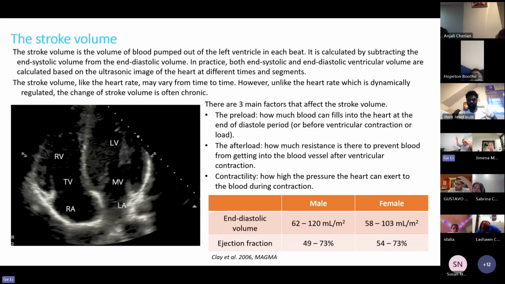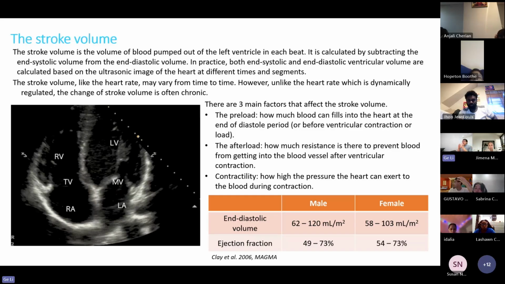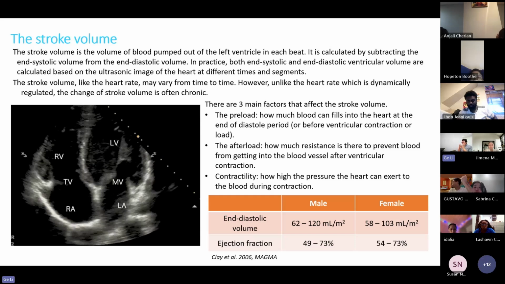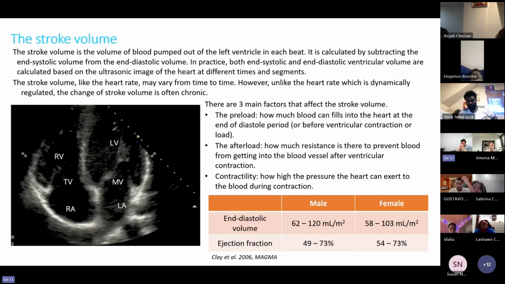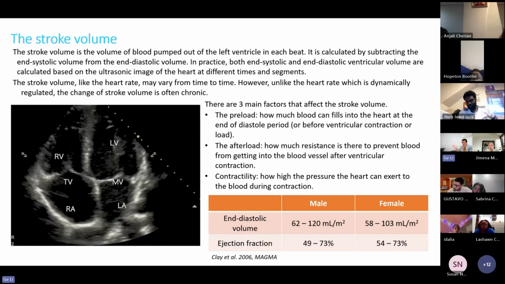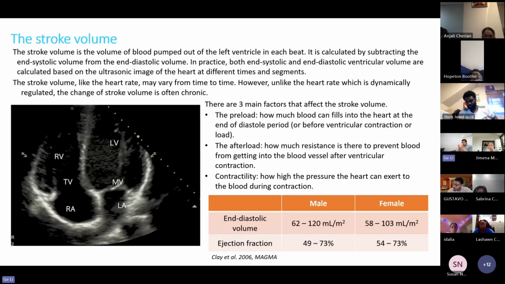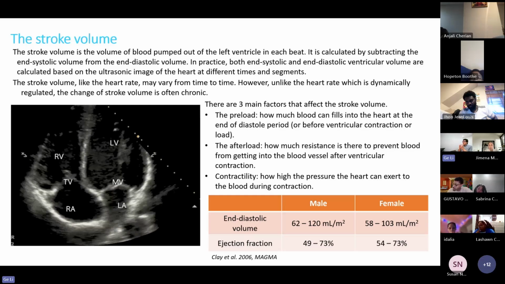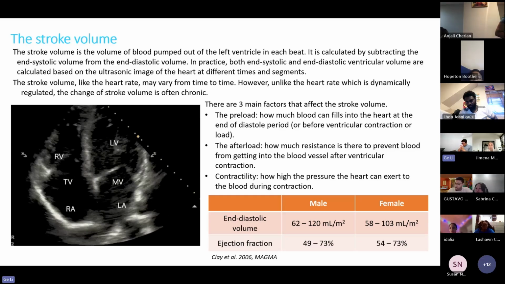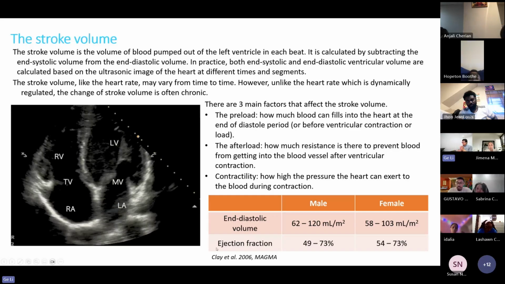So there are two ways to calculate the stroke volume. One way is to calculate the actual volume. This actual volume is used to calculate the cardiac output. But in reality, the real cardiac output is not often used clinically. What's more often used is the fraction called ejection fraction.